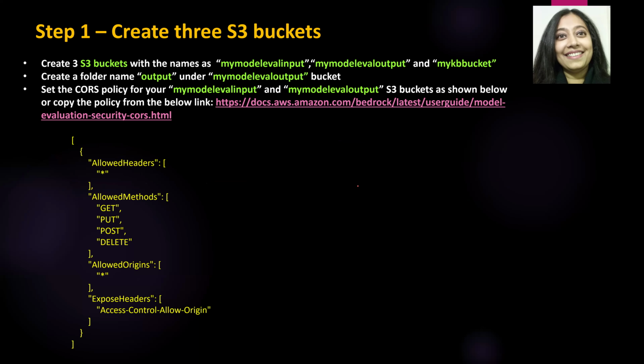So let's get started. Step one. In step one, we will be creating three S3 buckets, and these are the names that I will be using. I will also create a folder named output in my output bucket. I'll be setting the CORS policy. You can copy the policy from here. The URL will be mentioned in the description of this video. If you don't want to copy, you can simply pause the video and type it out. It's pretty small, so it shouldn't take that long.